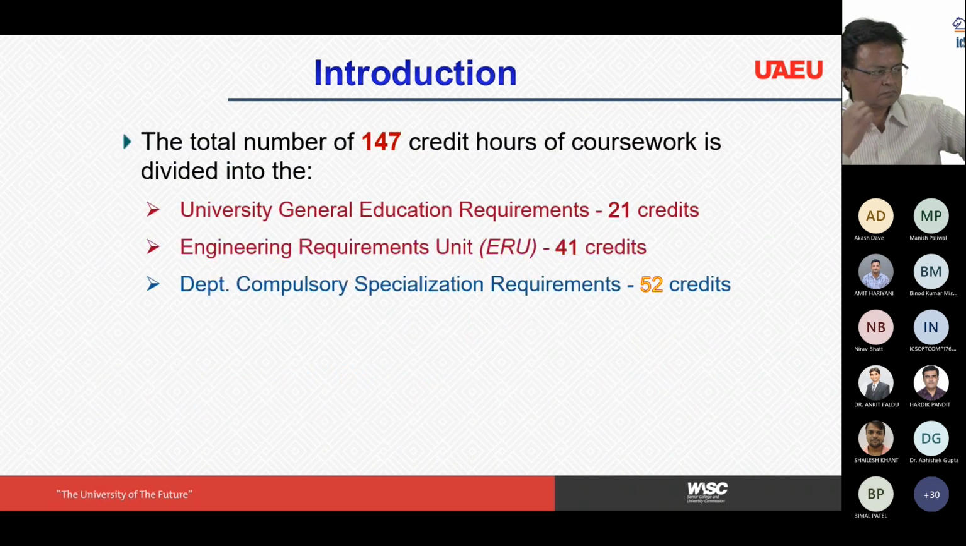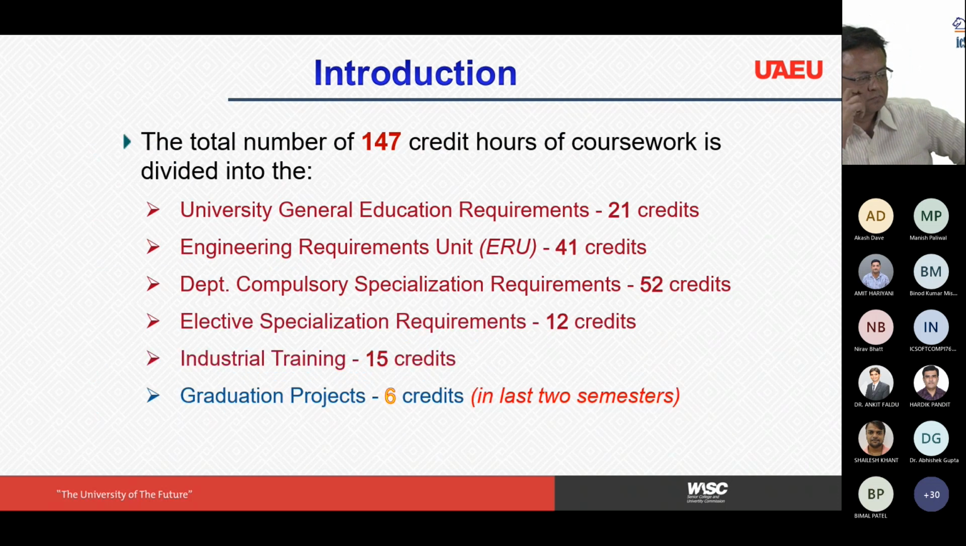So how these 147 credits are distributed: 21 credits for general education, 41 credits for the engineering requirement unit, which are common courses for all engineering. Then the department has 52 credits, and electives are 4 courses, which is 12 credits. And then we have a whole semester of industrial training.